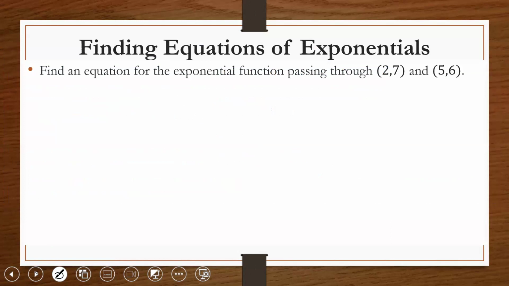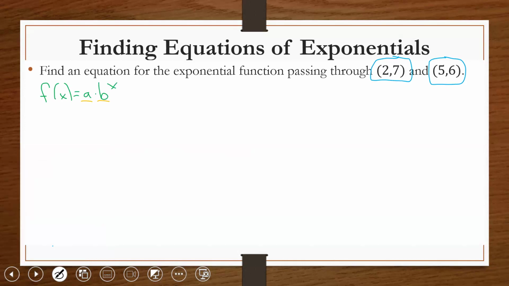So let's suppose that we're asked to find the equation for an exponential function passing through the points (2, 7) and (5, 6). So we're given 2 sets of points, and we want to find the equation of the function passing through those 2 points. As was mentioned on the previous slide, to find this equation, we want to use the formula f of x equals a times b to the x. To write the equation, what we need to do is find the values for a and for b. And once we have those 2 values, we'll fill them in, and that will give us our equation.